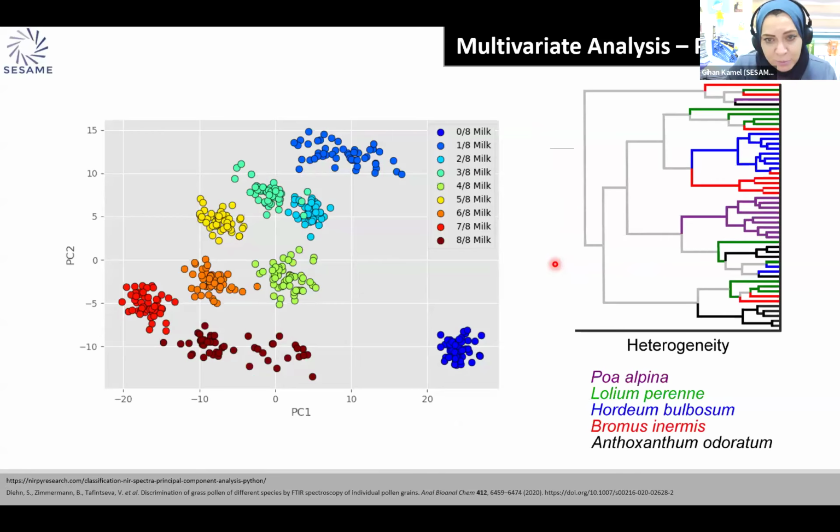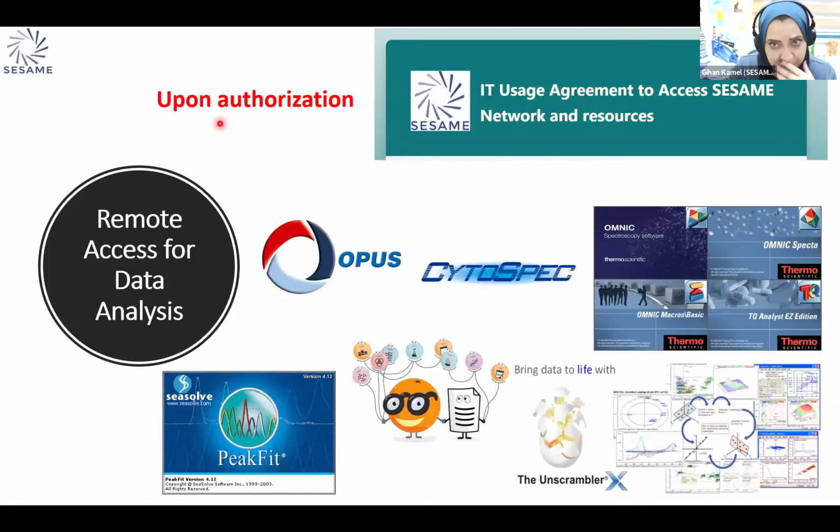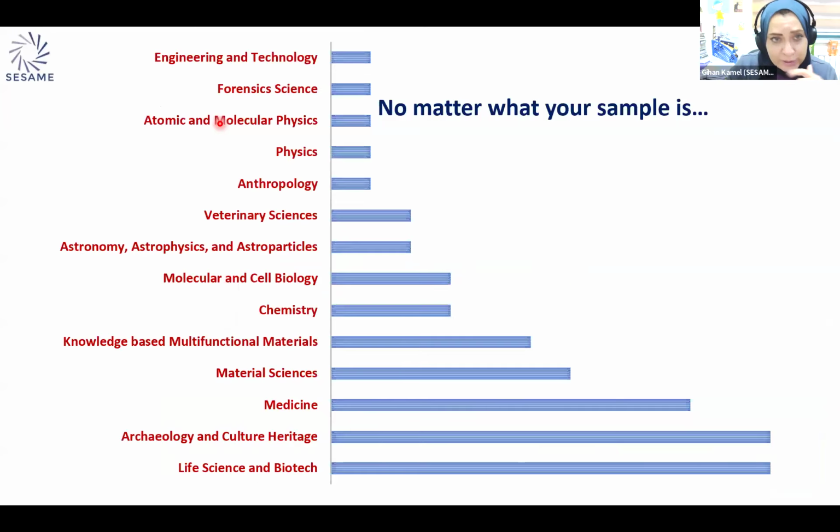Here we do, for example, hierarchical cluster analysis, or the principal component analysis, the PCA, which is a very nice way to get information about similarities or differences between samples. For the software, we have a set of commercial software, but there are also free software that you can use. However, whoever wants to use this software at SESAME, we can also guarantee them access or remote access upon authorization.